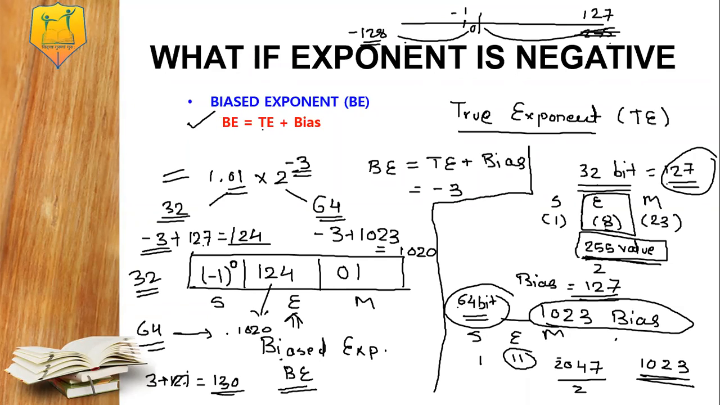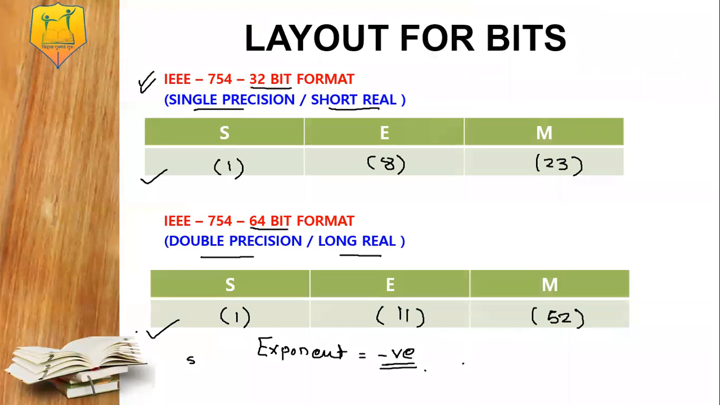How will we know when to store in 32 or 64 bit format? From the exam point of view, if you are asked this question, they will ask you to store in single precision or double precision. I am going to take the example in the next slide, just wait for that.